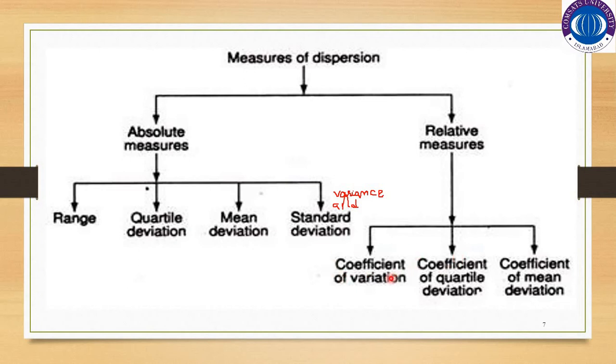Coefficient of variation is basically the relative measure of the variance, or you can say the standard deviation. Coefficient of quartile deviation is the relative measure of quartile deviation. In the quartile deviation, we have units involved in the measurement, whereas in coefficient of quartile deviation, we make the measurement data free.